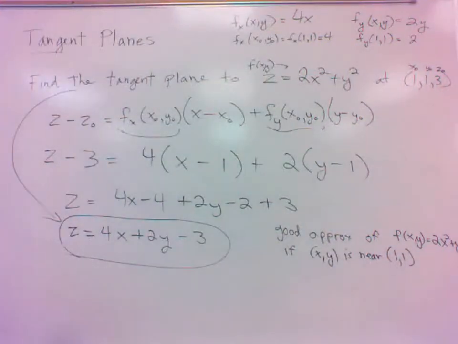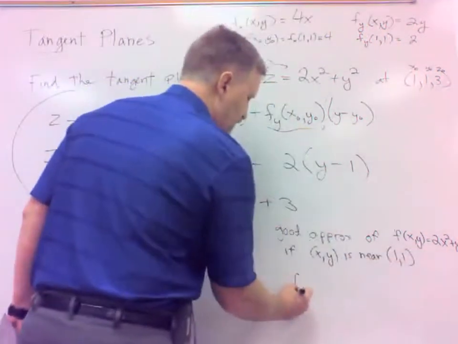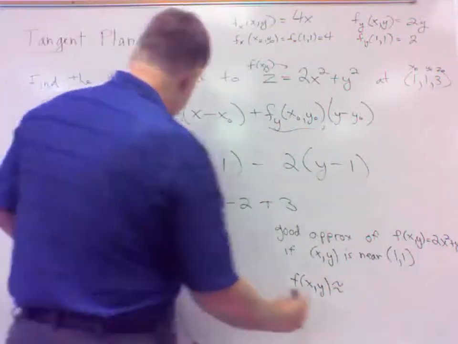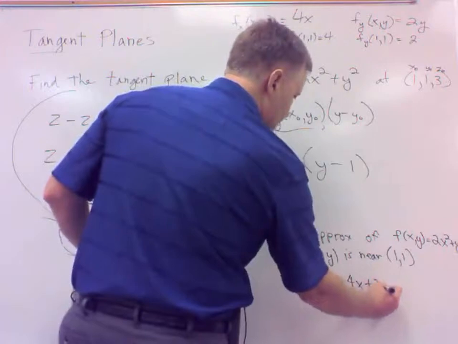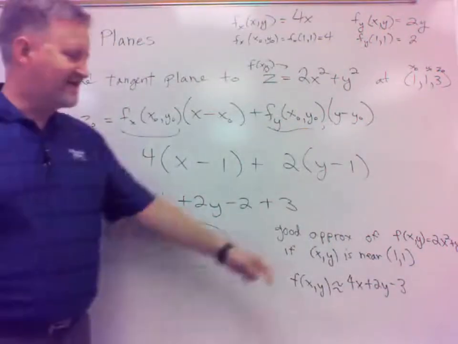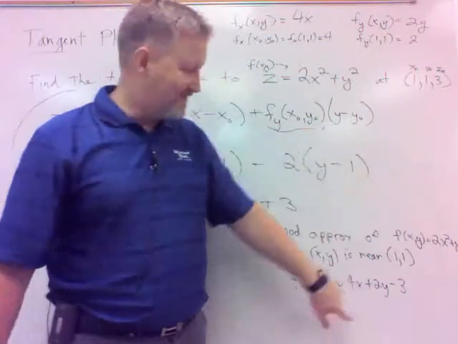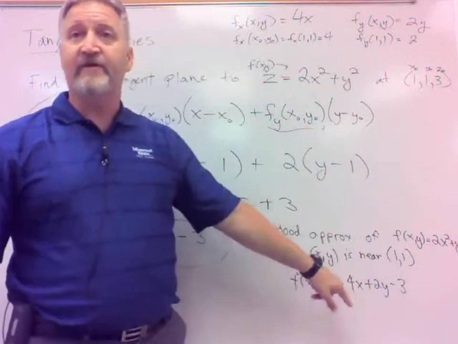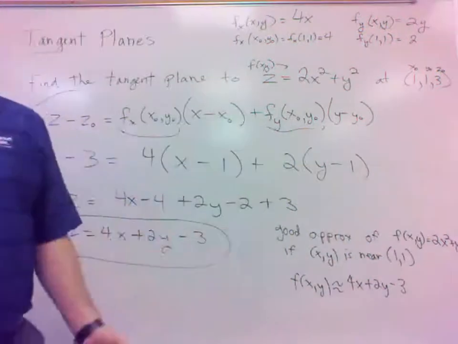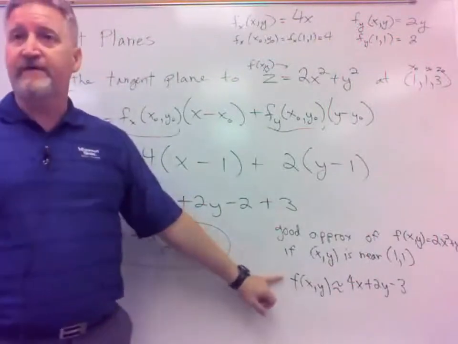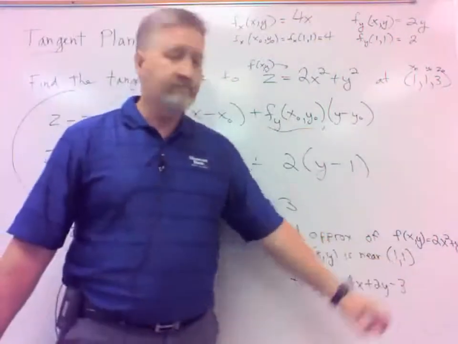Okay? And so what we might say is this: f of x, y is approximately equal to 4x plus 2y minus 3. Which is not a whole lot easier than 2x squared plus y squared, but it is linear, right? Instead of squaring. And so if you get more complicated functions of x and y, this still gives you a nice approximation near a particular point.